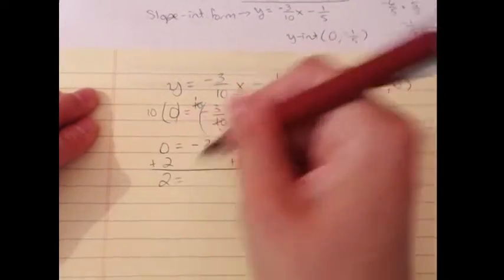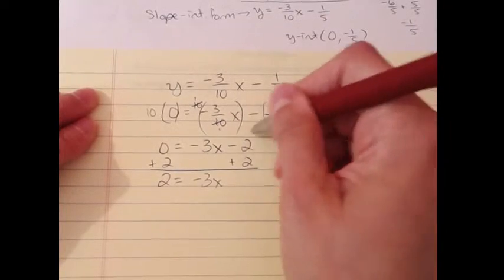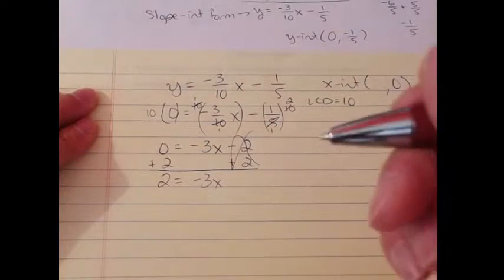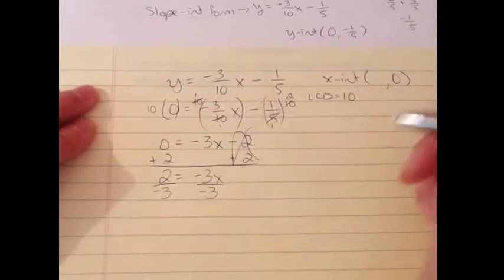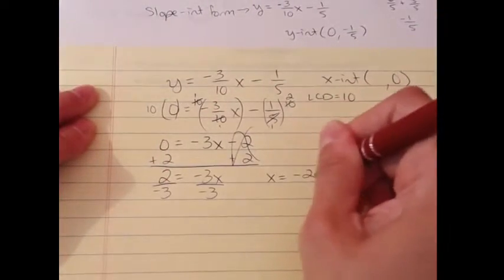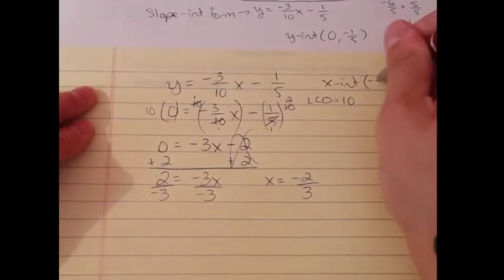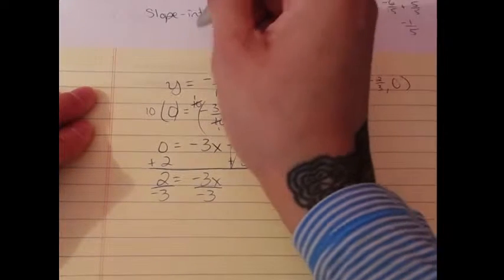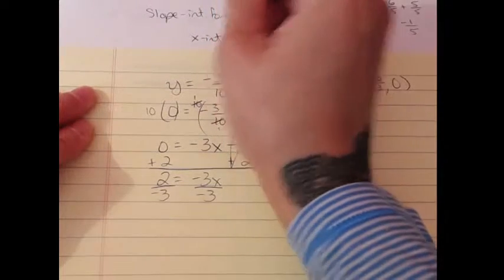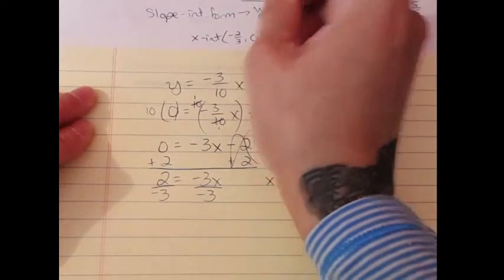We have 2 is equal to negative 3x plus 0 because these two are opposites, so they cancel. And that leaves you with the negative 3x. Divide both sides by negative 3, and we find that x is negative 2/3. So that means our x-intercept is negative 2/3, comma 0. Not bad. Having said that, I'm going to write that here. X-intercept, negative 2/3, comma 0.